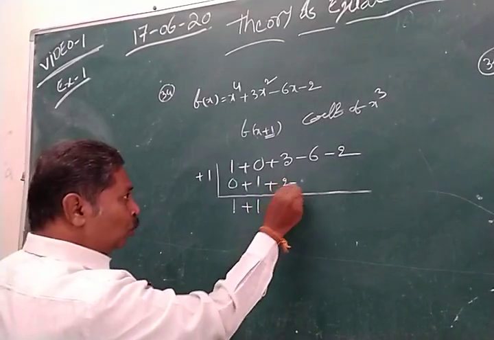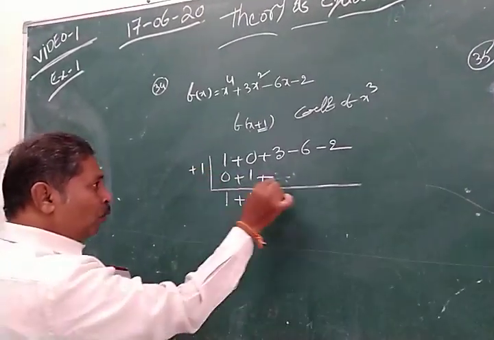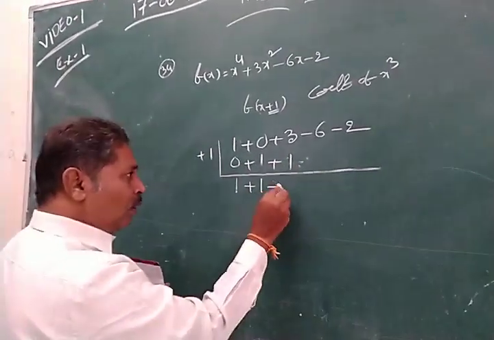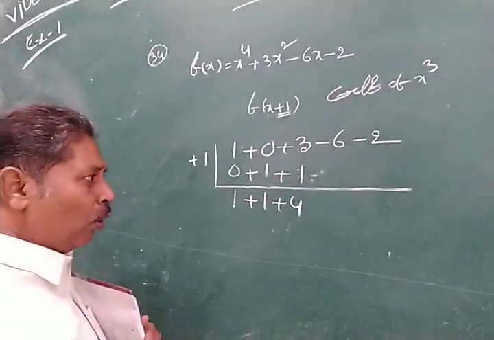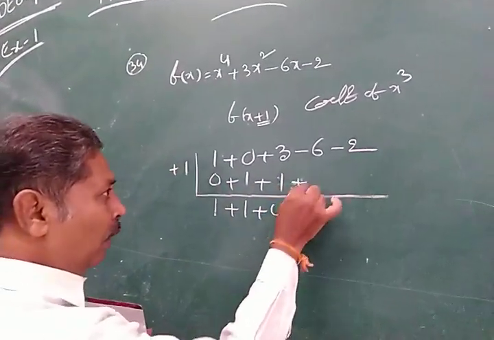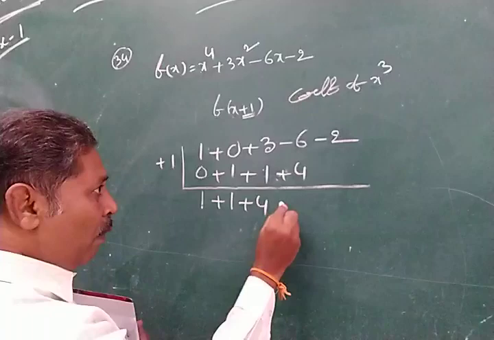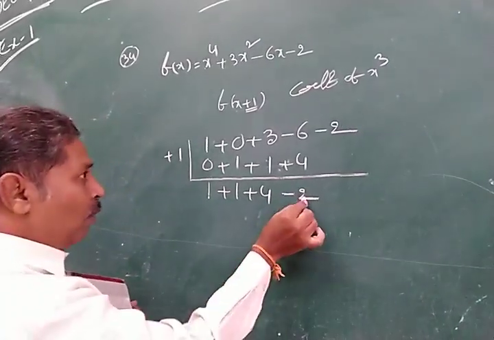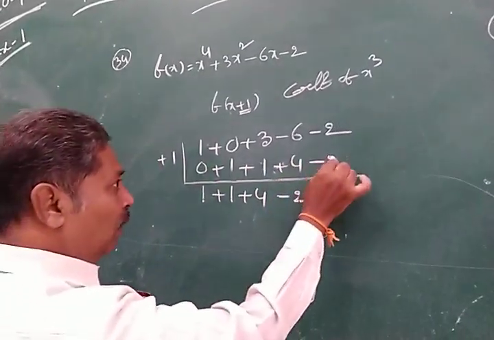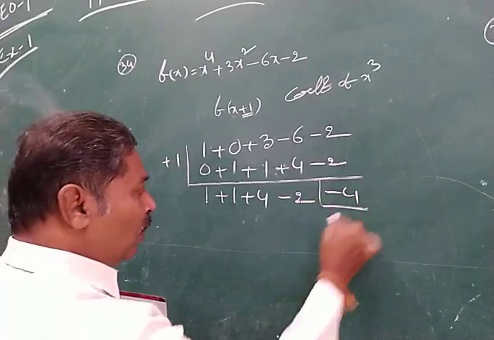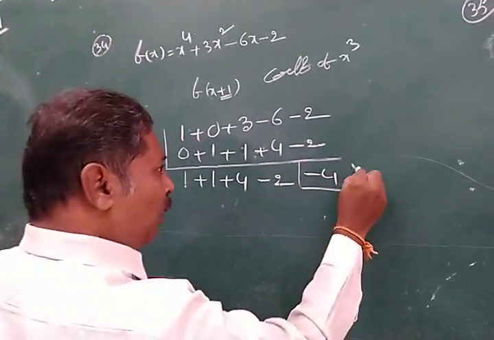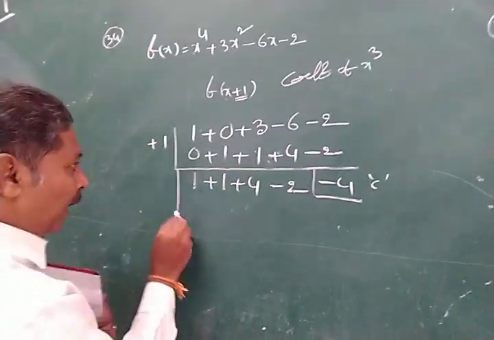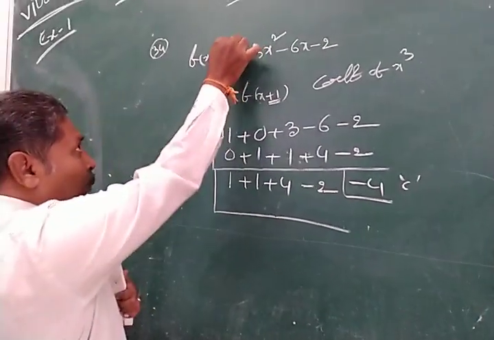1 into 1, plus 4. 4 into 1, 4 minus 2. Into 1, minus 2 minus 4. This is constant. Next, second time, we apply 4 times.